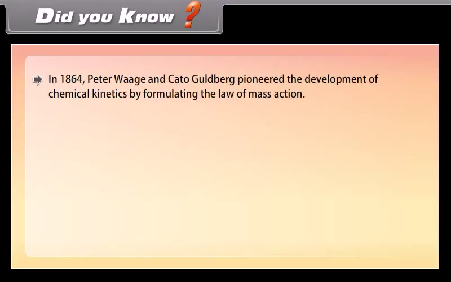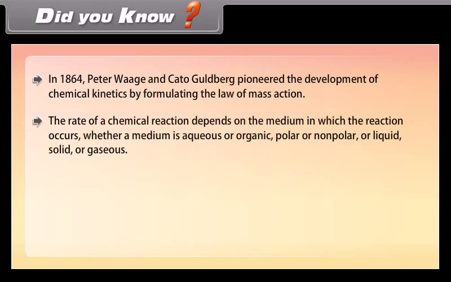Did you know? In 1864, Peter Waage and Cato Guldberg pioneered the development of chemical kinetics by formulating law of mass action. The rate of a chemical reaction depends on the medium in which the reaction occurs, whether a medium is aqueous or organic, polar or non-polar, or liquid, solid, or gaseous.